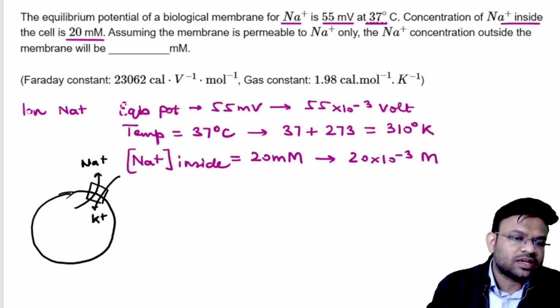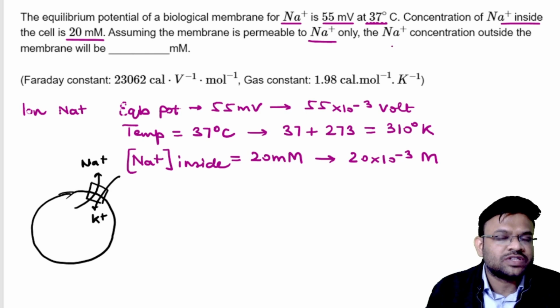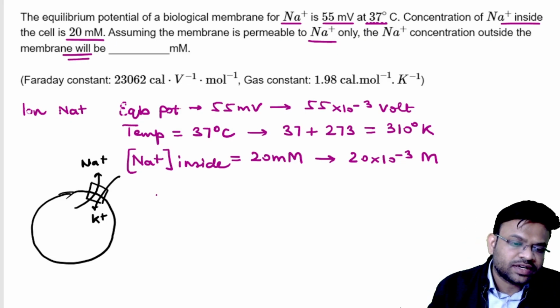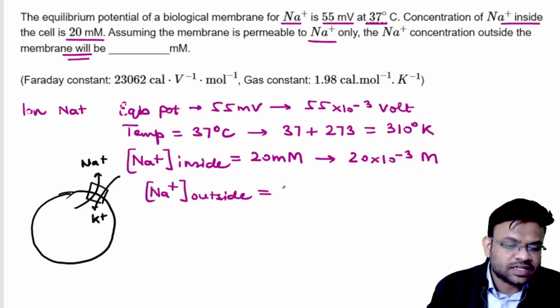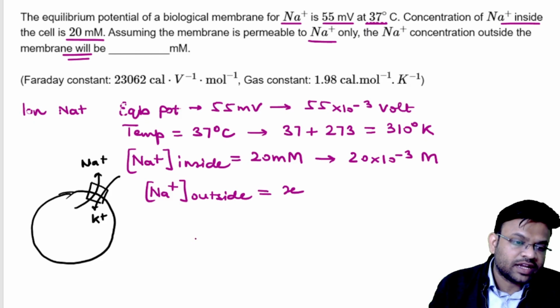So in this particular question, assuming the membrane is permeable to sodium ions only, that means we do not have to consider the potassium ions. What would be the concentration of sodium ions outside the membrane? Sodium outside, we are not aware of this, and let us consider this as X. Now we know all these things, and apart from that, the Faraday constant has also been given to us.